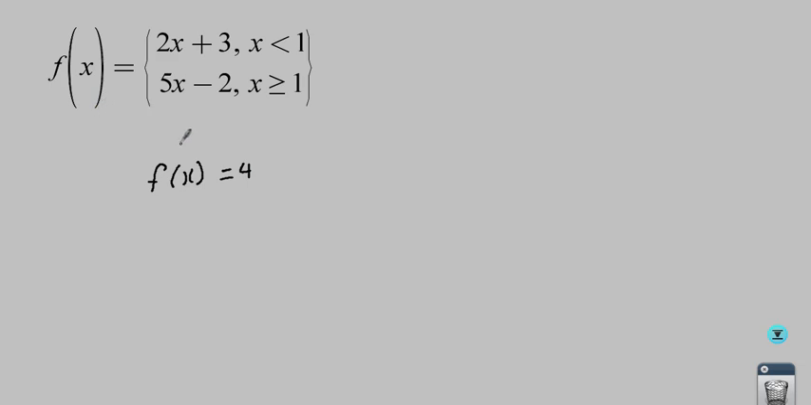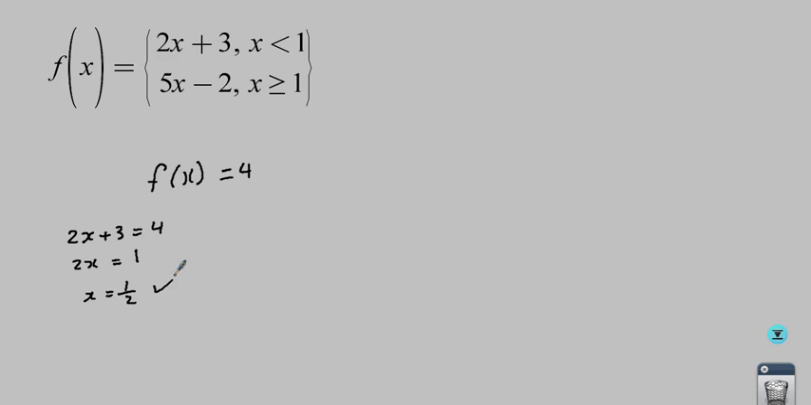What we need to do here is to say, okay, we have two possibilities. 2x plus 3 equals 4. That's the first rule. We solve 2x by subtracting 3 from both sides, equals 1. x equals a half. Now we need to check. We use this rule, which is applicable for values of x that are less than 1. And we got a value of x that is a half, which is less than 1. So yes, that's a solution.